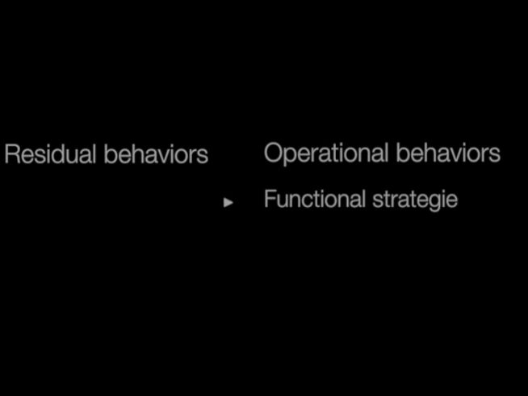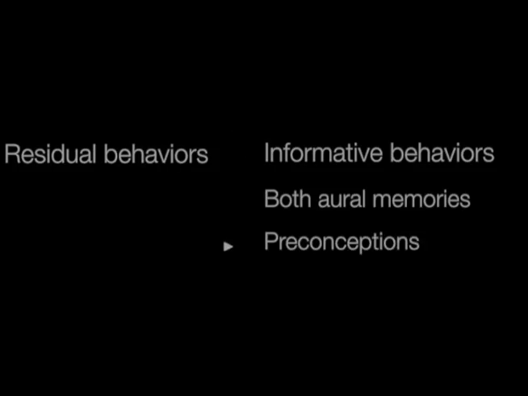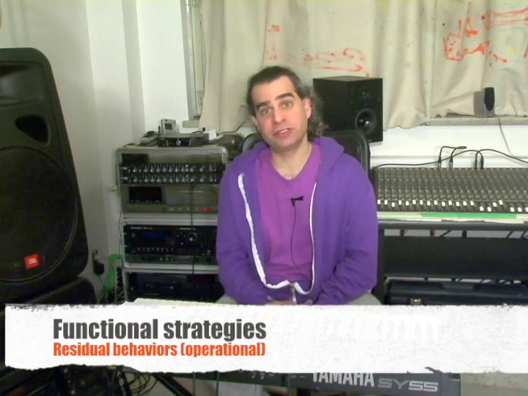The first two are what I call operational processes. Functional strategies and embedded strategies are operational residual behaviors, because they manifest in actions. They make us do things while we improvise. The other three behaviors, long-term aural memory, working aural memory, and preconceptions, are what I call informative behaviors. These behaviors give us perspectives or ideas or make us reflect on what we're going to do. The first residual behavior that I would like to cover is functional strategy.